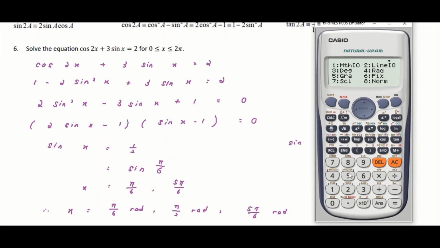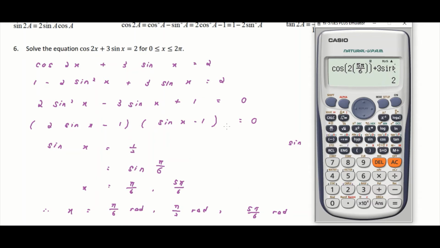So let us just do it quickly. Okay, so you have cos 2 multiplied with, let us try the last one maybe, 5 pi over 6. Okay, so this is the multiply part. Then after that plus 3 sine 5 pi over 6 as well. Okay, so equal to 2. So you know that your answer should be correct. So you can try to substitute the other ones for this question also.